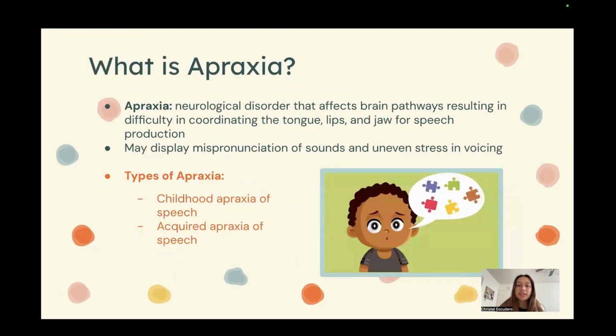And apraxia is another type of motor speech disorder, which is a neurological disorder that affects brain pathways, resulting in difficulty in coordinating the tongue, lips, and jaw for speech production. And a person may display mispronunciation of sounds or uneven stress in voicing. And the types of apraxia are childhood apraxia of speech or acquired apraxia of speech.